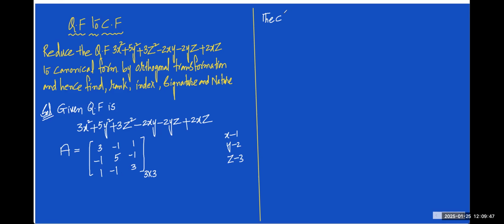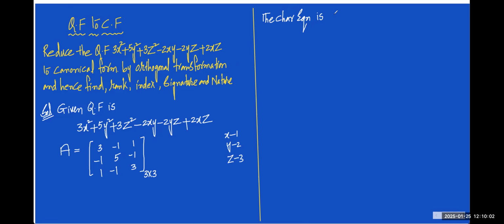The characteristic equation is, otherwise you have to memorize one formula. I don't want to make you in trouble. Otherwise you have to memorize a formula, and that is a lengthy formula. Why unnecessary? Just dividing with 2, you will get the matrix.